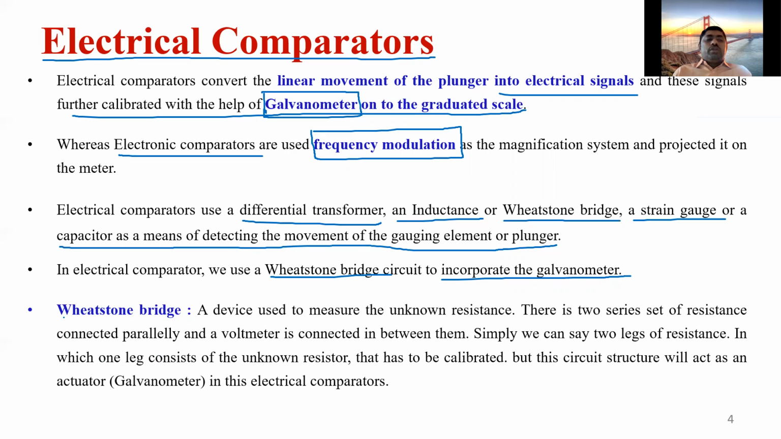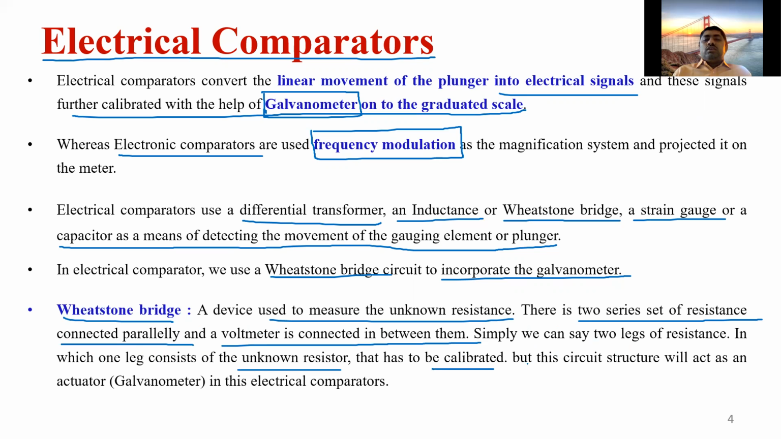So as we know, the Wheatstone bridge is a device used to measure an unknown resistance. There are two sets of resistances which are connected in parallel, and a voltmeter is connected between them. So simply we can say it is two legs of resistance, in which one leg consists of the unknown resistor that has to be calibrated. But in these electrical comparators, it will act as an actuator, that is a galvanometer.